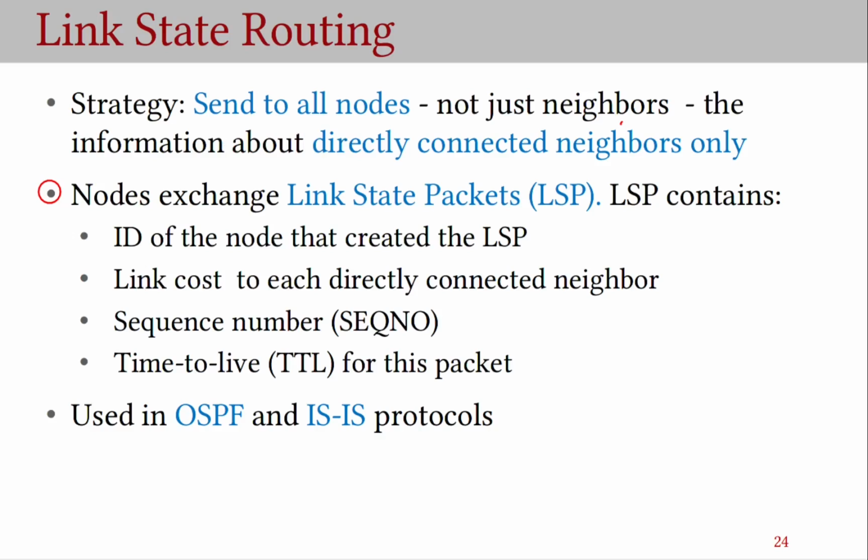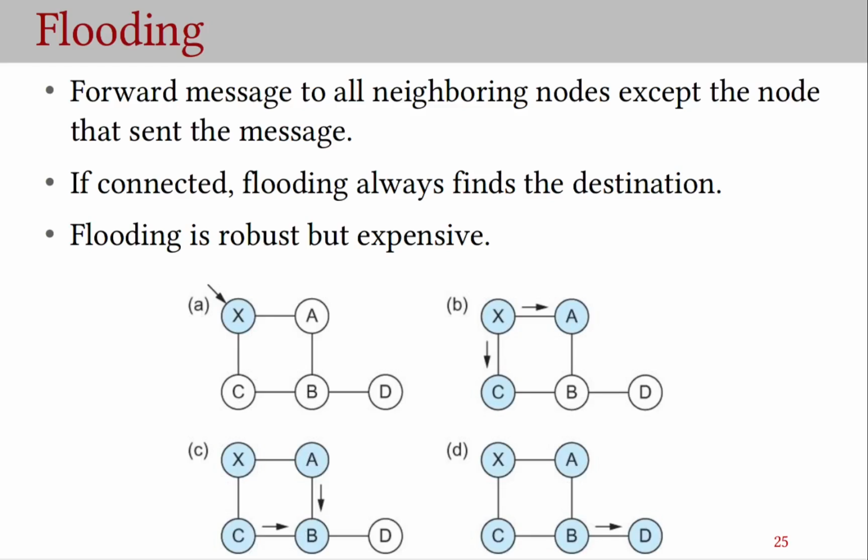The answer to that is that we use a routing algorithm in its own right, called flooding, and it's a very simple algorithm. In flooding, we forward messages to all the neighbors except the node that sent the message. Flooding has some nice properties, like if a node is connected, it will always be found. However, flooding tends to be expensive because it sends redundant messages.